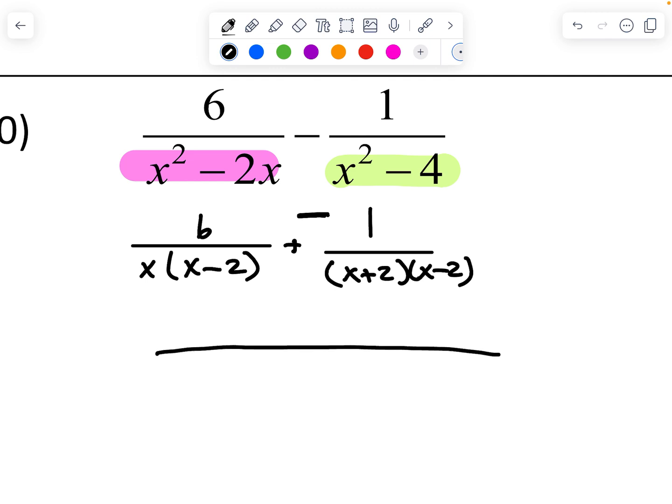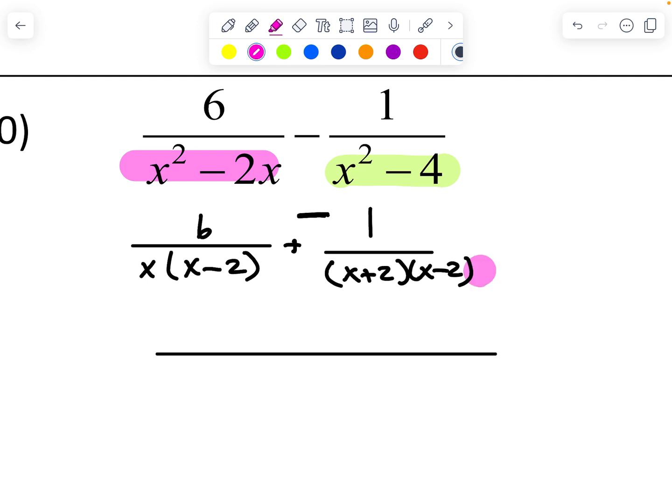All right, need a greatest common factor. Greatest common factor has to be all of this and this. That contains everybody. So, our denominator is x. Why do I keep saying greatest common factor? Least common multiple. Common denominator would be the best word. x plus 2, x minus 2.